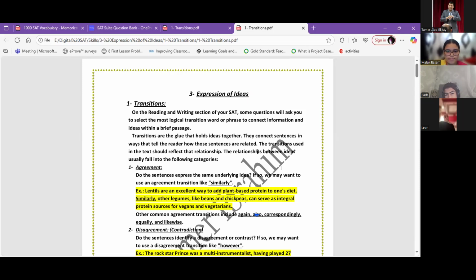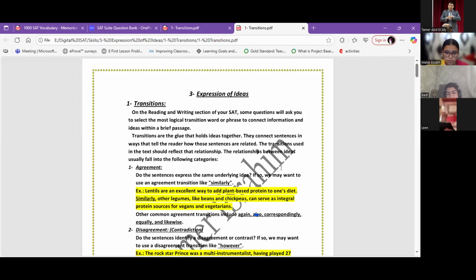Did you bring all of them, Dr. Tamer? No, not all of them. I just brought some because I assumed that you cover transition in your school. But I gathered most of them, and while we are answering, I'm going to give you more clarification. Let's start first with agreement. We have a category called agreement.